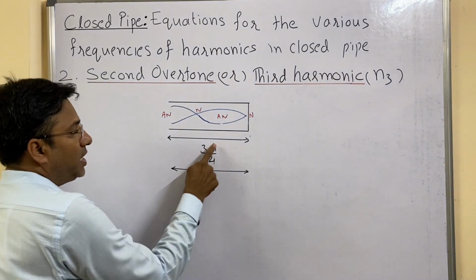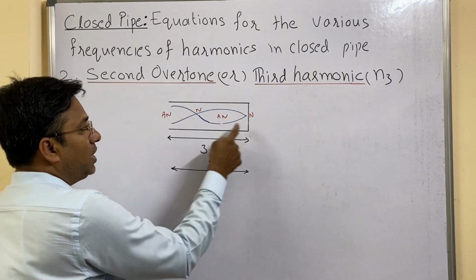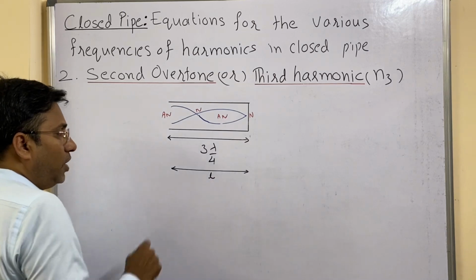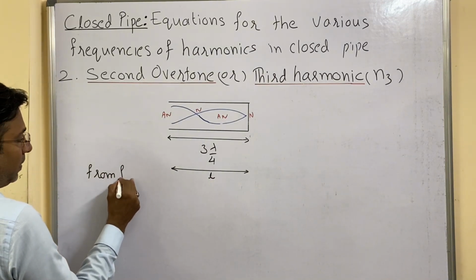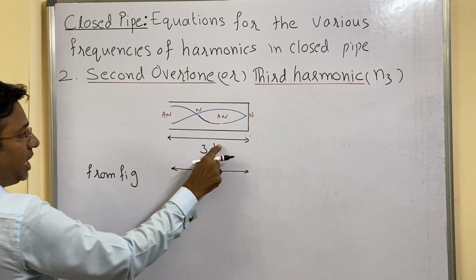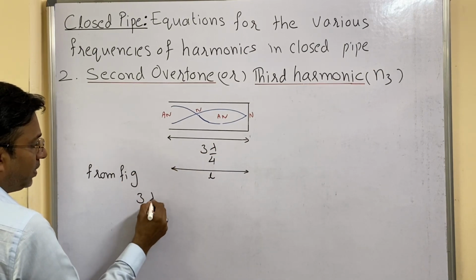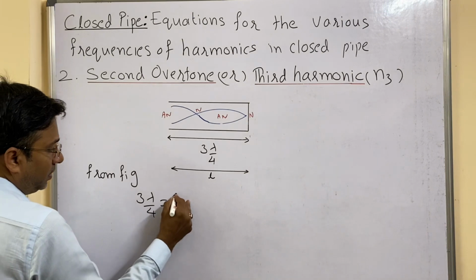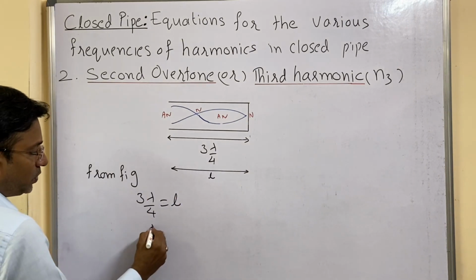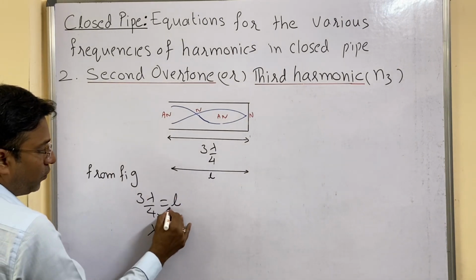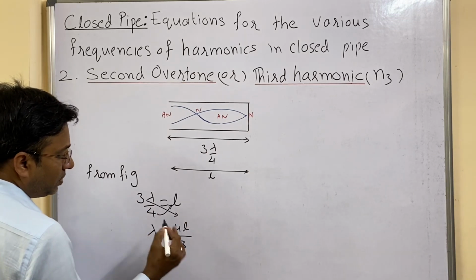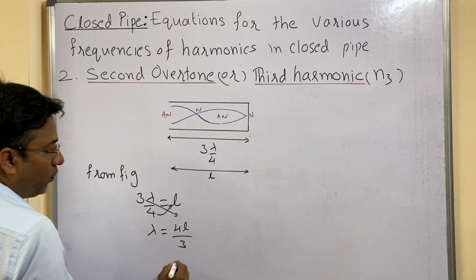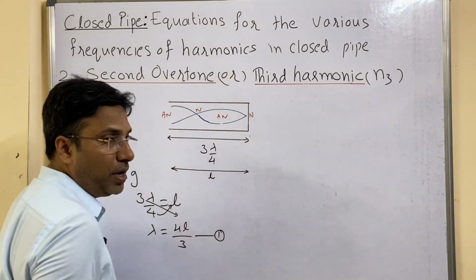So we have written here 3 lambda by 4, and this is equal to the length of the tube L. Therefore, from the figure we can write 3 lambda by 4 equal to L. Here we have to find lambda. So lambda keeping on this side, 4 take on the other side, 4L, and 3 will come down. So lambda is equal to 4L by 3. Make this as equation number 1.